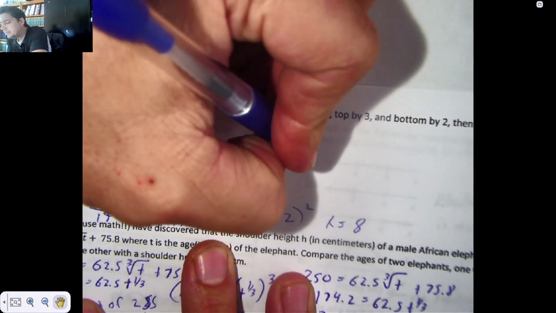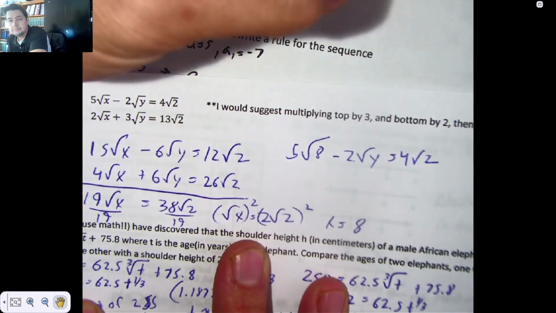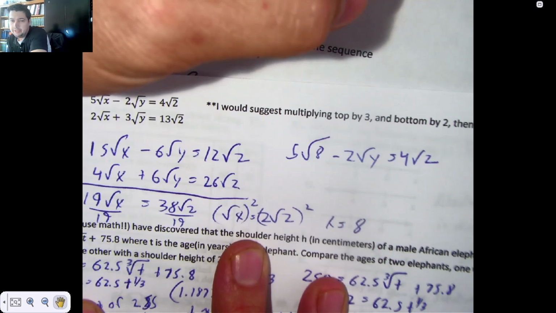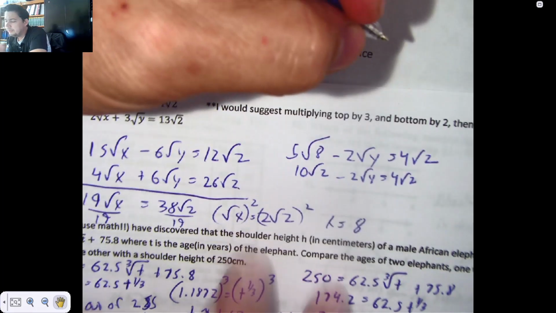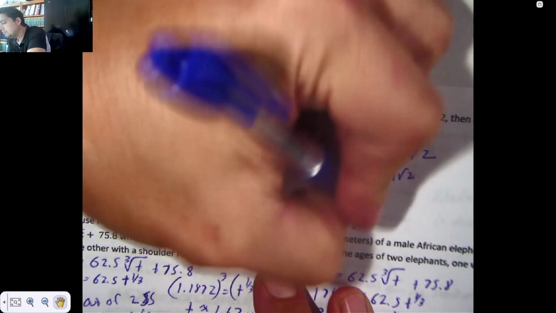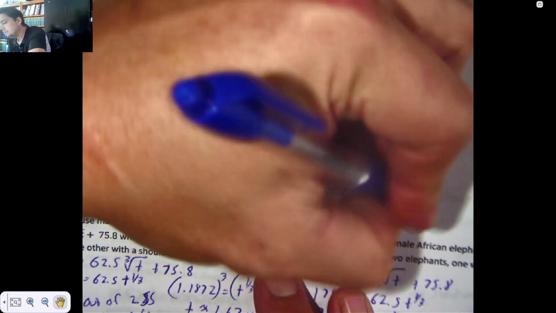Let's see here. Go back to the original equation. 5 root x, so 5 root 8 minus 2 root y is 4 root 2. 5 root 8 would be 10 root 2. 10 root 2 minus 2 root y is 4 root 2. 4 minus 10 is negative 6. Negative 2 root y is negative 6 root 2. Divide by the negative 2. The root of y is 3 root 2. And now I square both sides, and I get that y is 18.